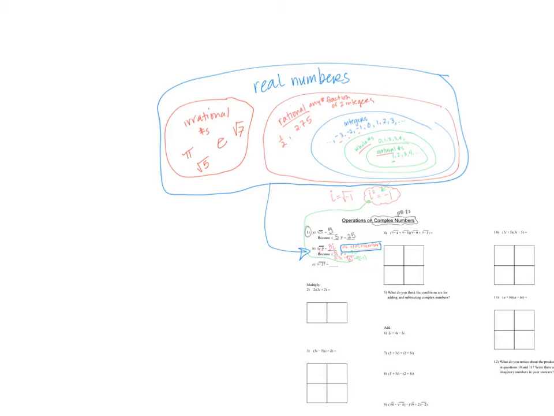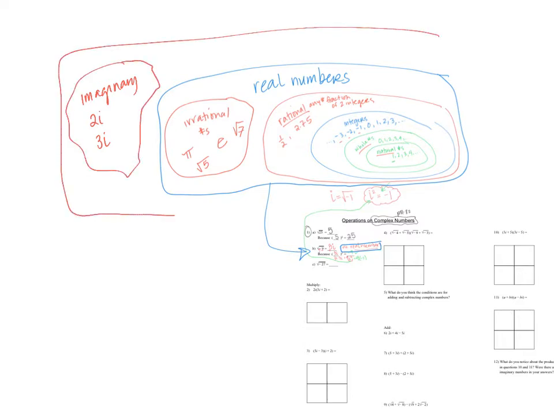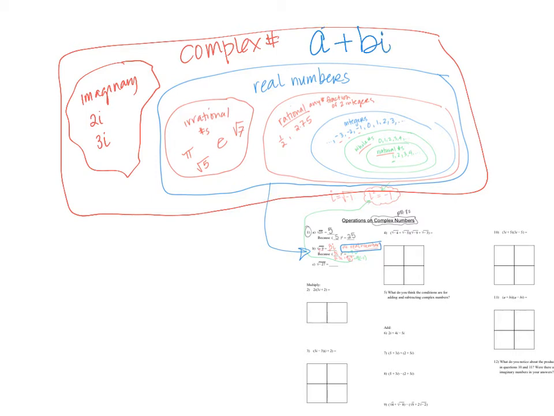And so there are some things that are purely imaginary. We could write like 2i and 3i. And so then these are kind of separated. But overall, all of these numbers are inside our complex number system. And every number can be written in this form, a plus bi, where a and b are real numbers. But we have this little imaginary part.